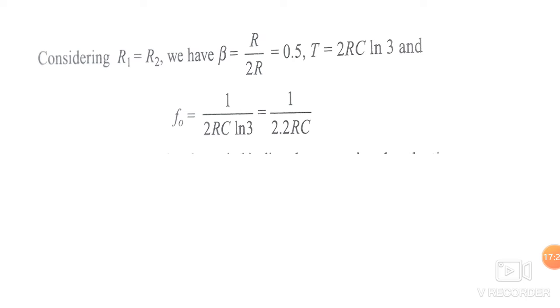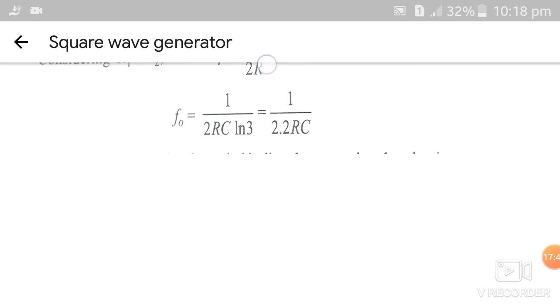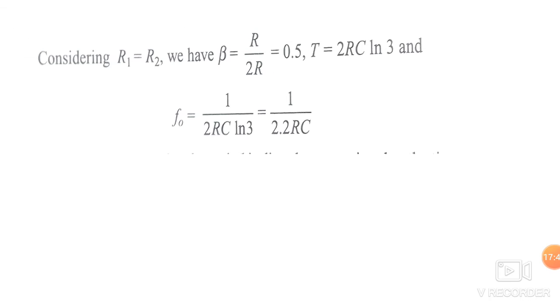Considering R1 equal to R2, we can take R1 and R2 equal. So if we take R1 and R2 equal, we have the formula beta equal to R upon 2R, simply because beta was R2 upon R1 plus R2. So this is simply R upon 2R, that is 0.5. So the time period becomes 2RC natural log 3. So this is the F naught.